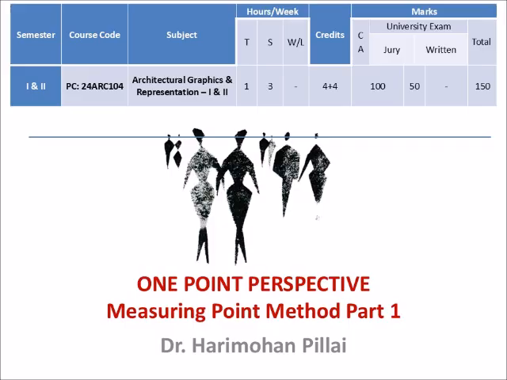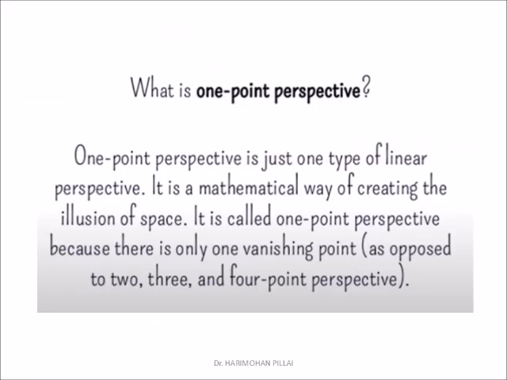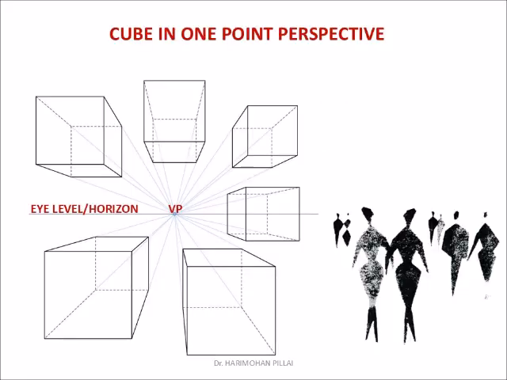So what is one point perspective? It is a mathematical way of creating illusion of space. So when you draw a perspective on a paper, what you have created is an illusion of space, but in a very realistic manner if you follow a mathematical way of doing it. The first type of perspective that you will learn is called one point perspective, in which there is only one vanishing point. There can be other types of perspectives such as 2 point, 3 point and 4 point perspective, which we will discuss in the future classes. But today let us take up the simplest way of drawing a perspective, which is called one point perspective.